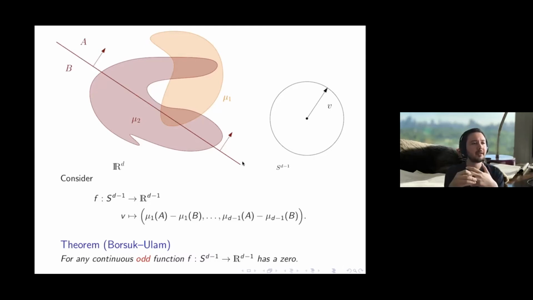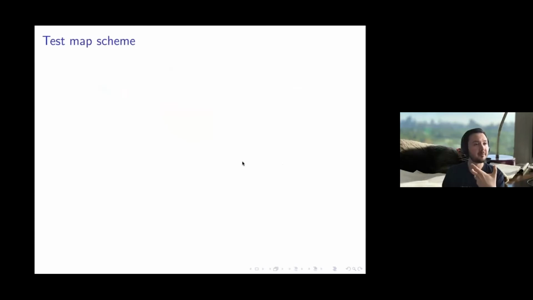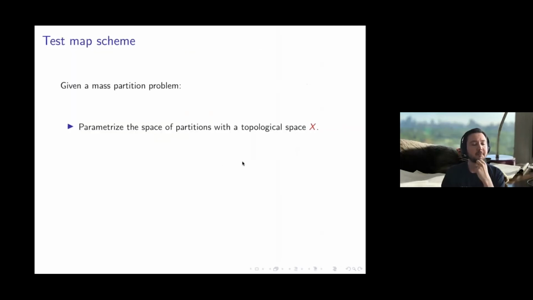So a very productive way of approaching this sort of thing is to modify the structure of this proof. And this is what we call a test map scheme, where if I give you a mass partition problem, the first thing you do is you parameterize the space of partitions with some topological space X. Actually, you don't usually want to parameterize the whole space of possible partitions. Maybe parameterizing just a subset is enough. In this case, S^{d-1} is our space, and we're only parameterizing the partitions that already split mu d. We're not getting all possible hyperplanes in this case.